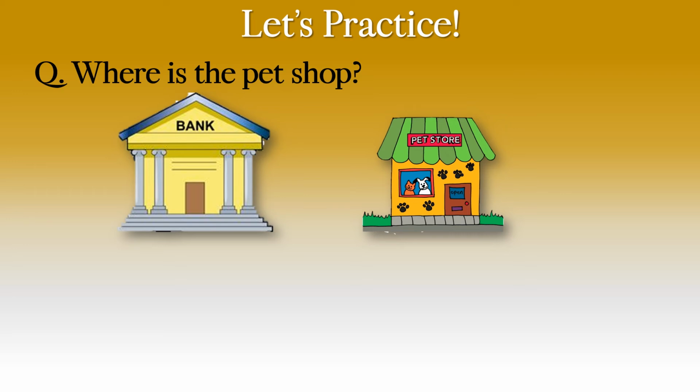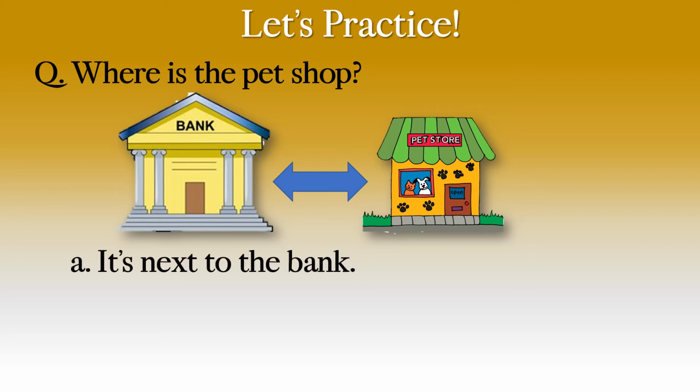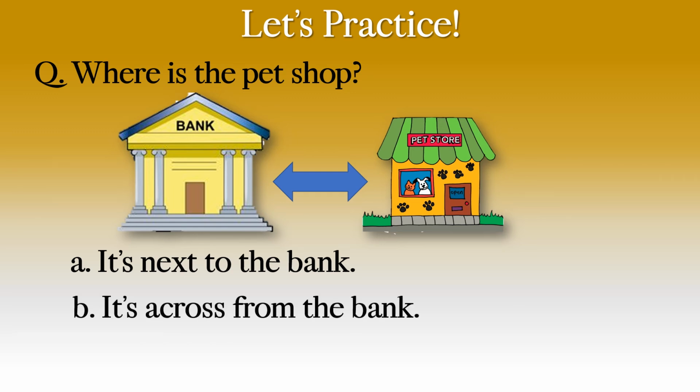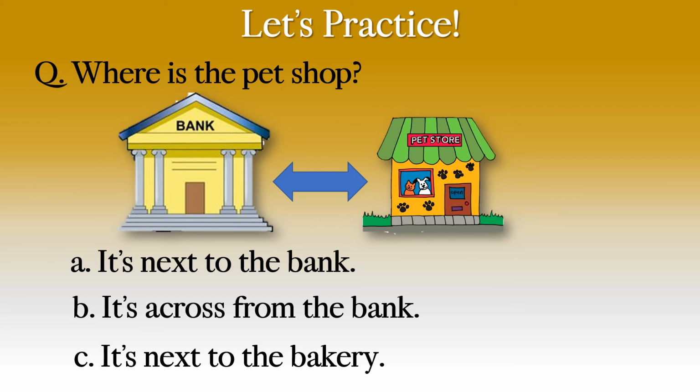Where is the pet shop? What's this? A, it's next to the bank. B, it's across from the bank. Or C, it's next to the bakery.